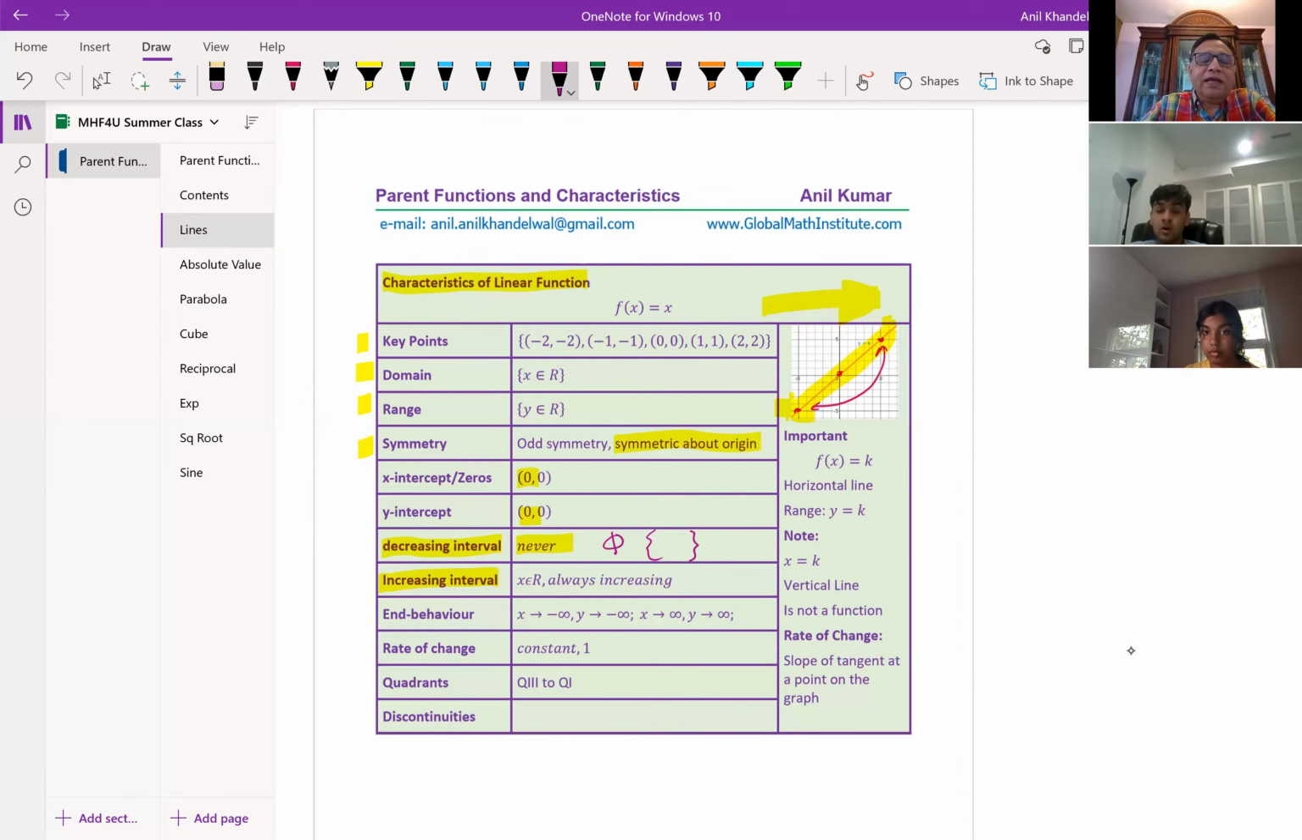Correct? End behavior. Now, end behavior is a very important characteristic. We want to see what happens to the graph of the function when x goes to a very large negative value or a very large positive value. As you can see, if the x value is very large negative, the function approaches negative infinity, correct? For a large positive value, the function approaches positive infinity. Perfect.